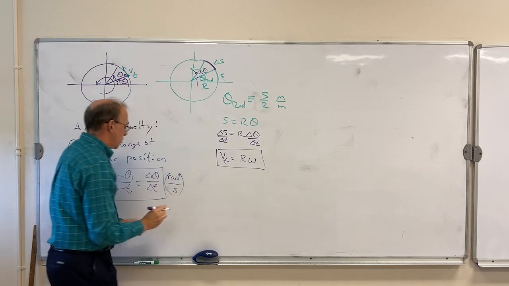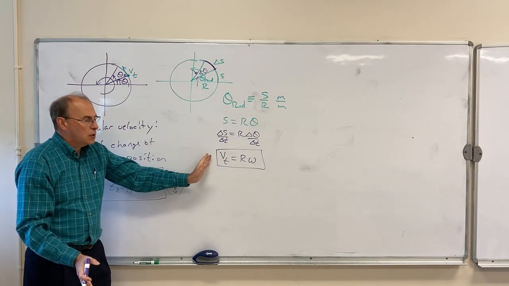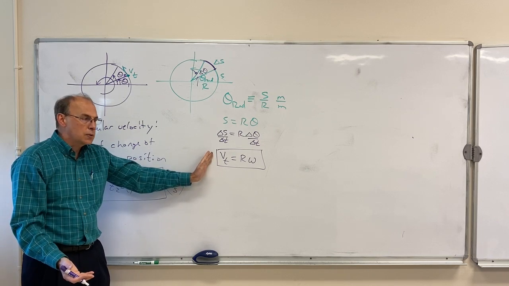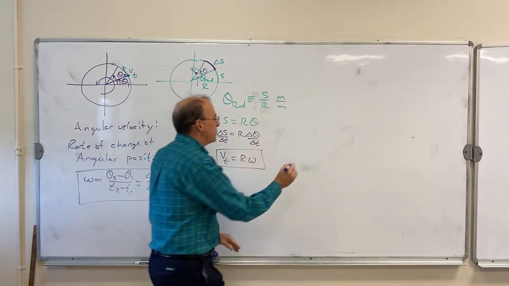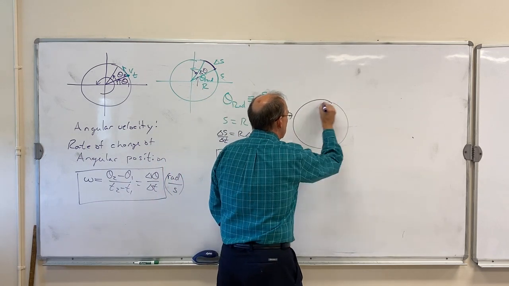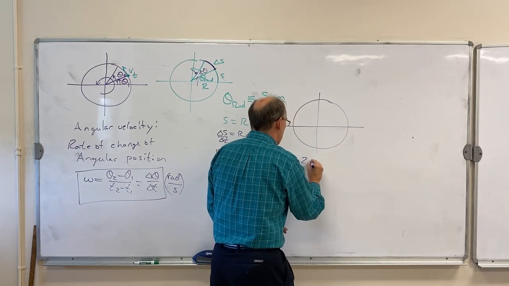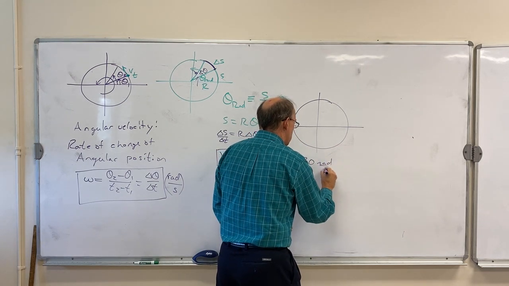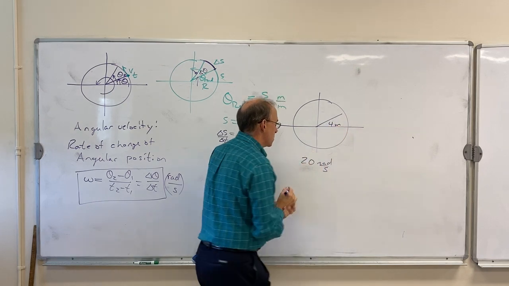This allows us to relate this new idea, this angular velocity, to the velocity that we're already accustomed to, this older idea. So for example, suppose I have something that's spinning at 20 radians per second and has a radius of 4 meters.